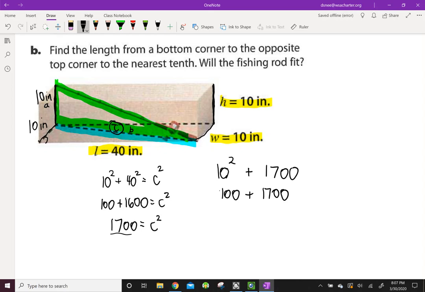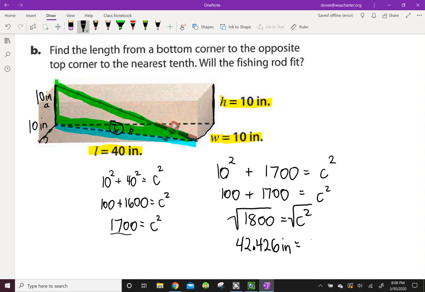In math, we're always going to make mistakes. Show your work and be able to find them. Okay, so now I have 1,800 is equal to c squared. And if I take the square root of that, I can find the length of the diagonal on the inside of the box. So I'm going to do the square root. Second x squared 1,800 equals 42.426. 42.426 inches is equal to c.